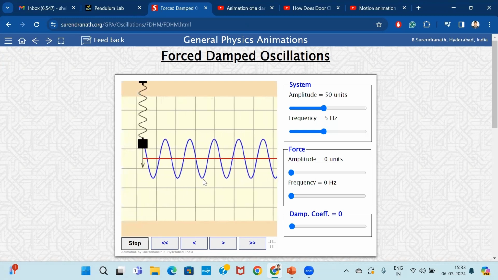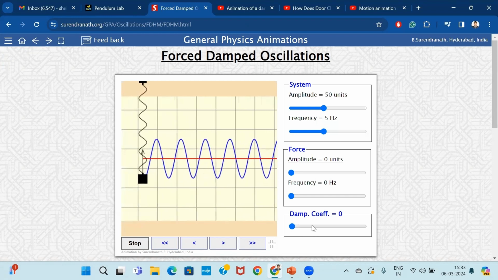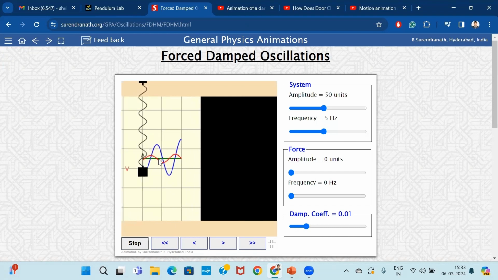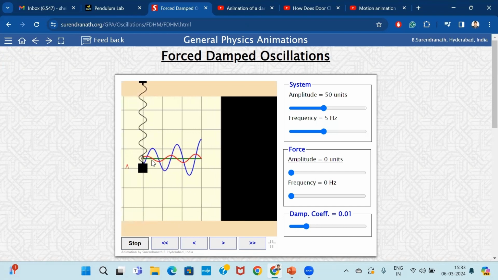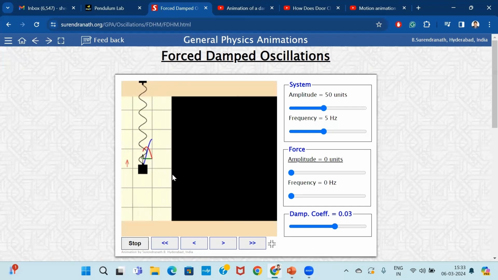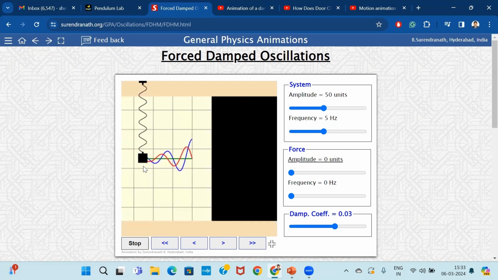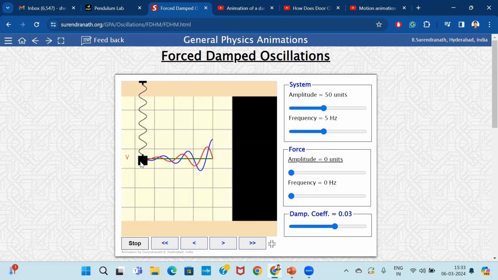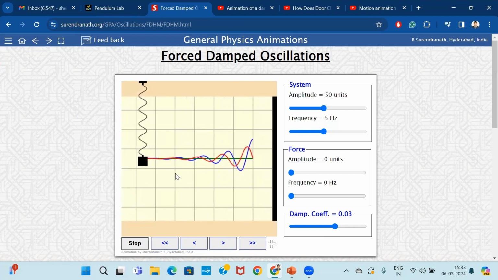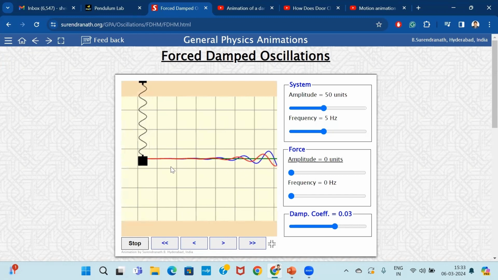Now I will introduce some damping effect here. When I introduce this damping effect, see how the amplitude decreases. With more damping, the amplitude falls very fast, so in a very short period the system comes to equilibrium. So this damping effect depends on the friction between the oscillator and the surrounding media.